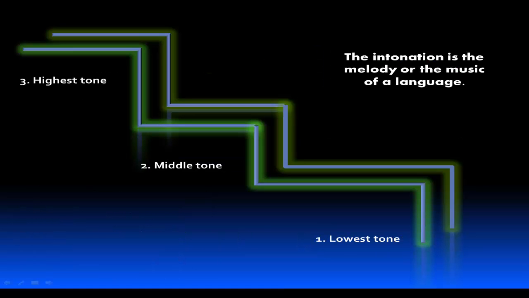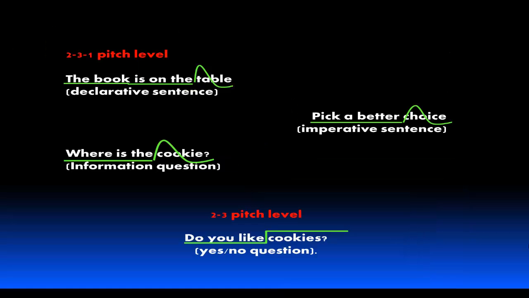In English, intonation makes reference to the way the voice rises and falls as we speak. That is to say, the melody or the music of a language. It combines three pitch levels: high tone, middle tone, low tone. You can find the three, two, or only one pitch level, depending on the sentence. Likewise, you can find these in different order in a sentence.